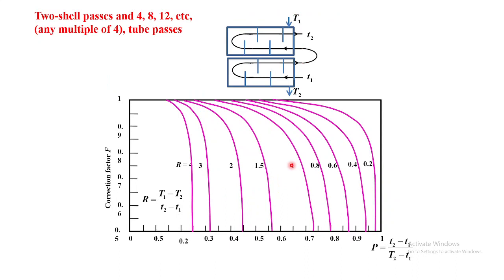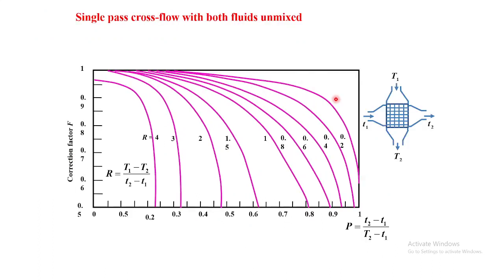The chart shown in the figure is applicable for 2 shell passes and 4, 8, 12 or multiple passes of tube. So for a given value of P and capital R, we can find the value of F for this type of multi-pass heat exchanger. The next chart is applicable for single pass cross flow with both fluids unmixed. Here both the fluids are flowing through separate tubes and they are not mixing. So for given values of P and R, we can find the value of correction factor F.